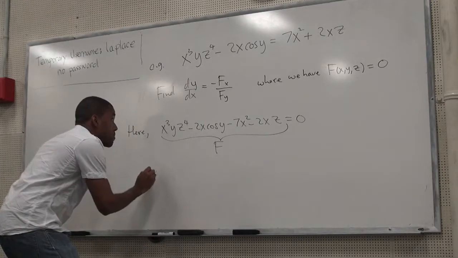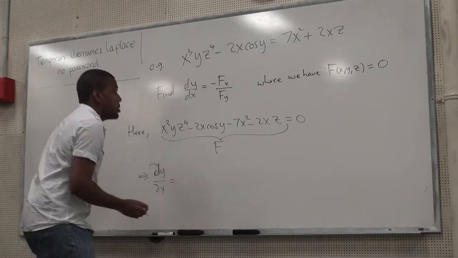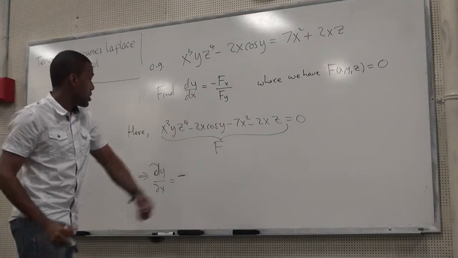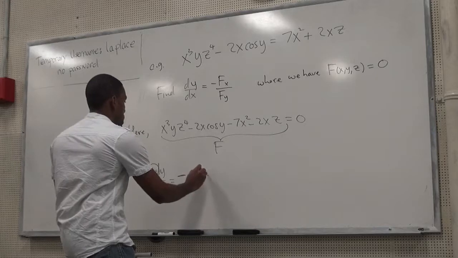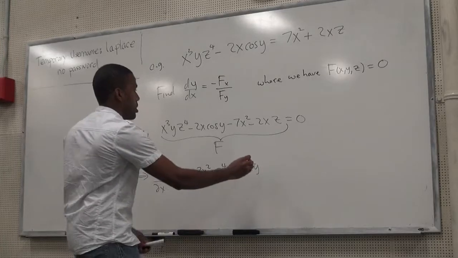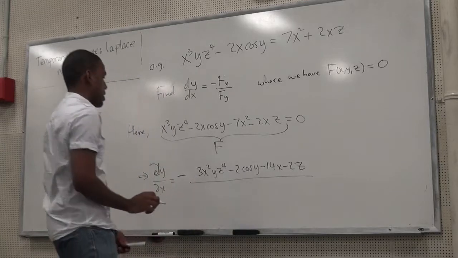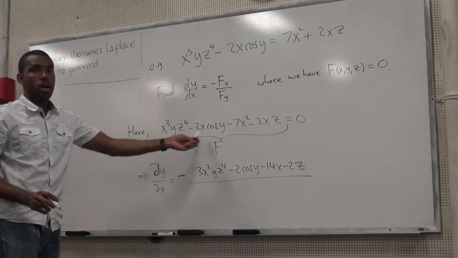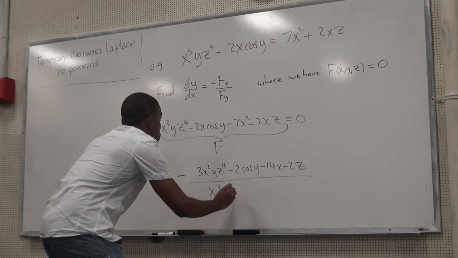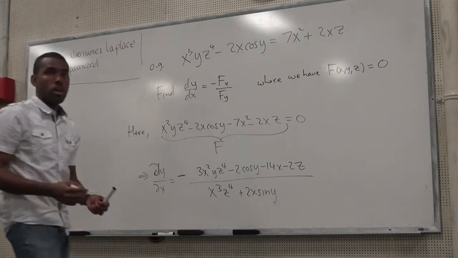So this means that dy/dx will be the negative of the partial with respect to x of this, which is going to be 3x squared y z to the 4th minus 2 cosine y minus 14x minus 2z, divided by the partial with respect to y of the whole thing: x cubed z to the 4th plus 2x sine y. And that would be the answer.